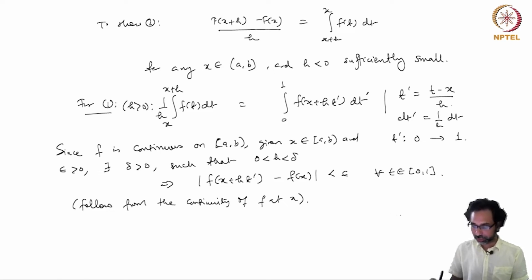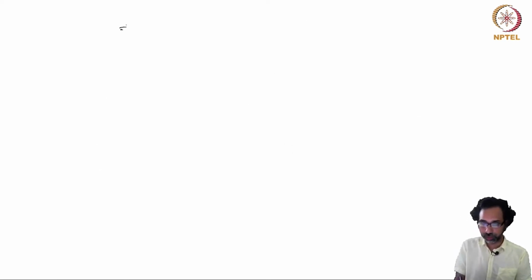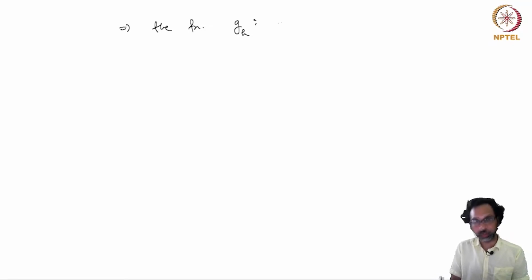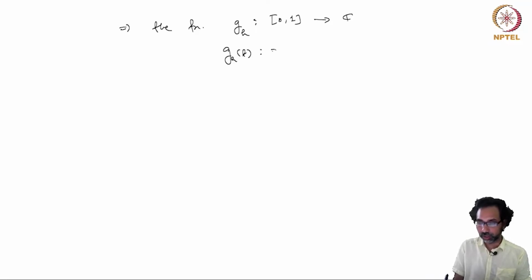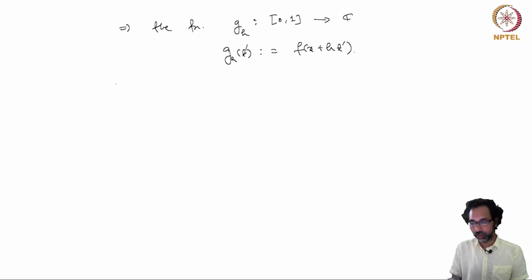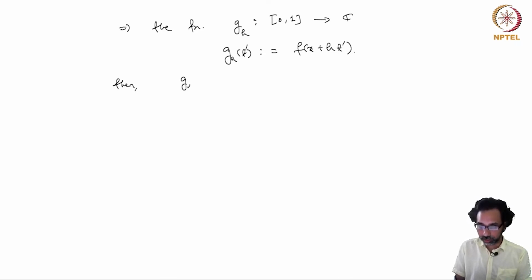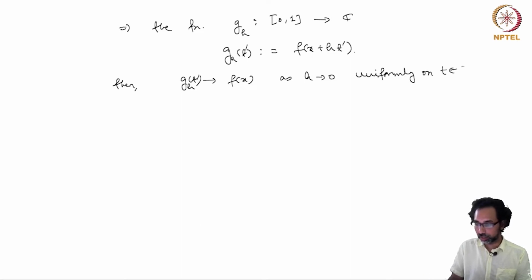So this means in turn that if we define a function g_h for h positive and sufficiently small, from [0, 1] to C, given by g_h(t') = f(x + ht'), then g_h(t') converges to f(x) as h tends to 0 uniformly on t' in [0, 1].